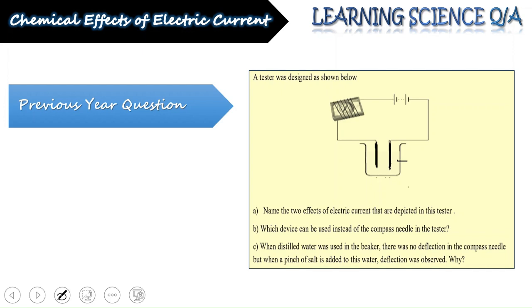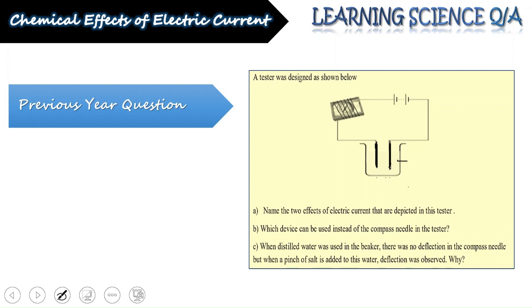What device can be used instead of the compass needle in the tester? Yes, the compass needle will show a deflection when an electric current is passed, but instead of a compass needle, we can also use a small bulb or an LED, and they will glow when the electric current is flowing. Also, in case of a weak current, the LED will show the presence of the weak current.